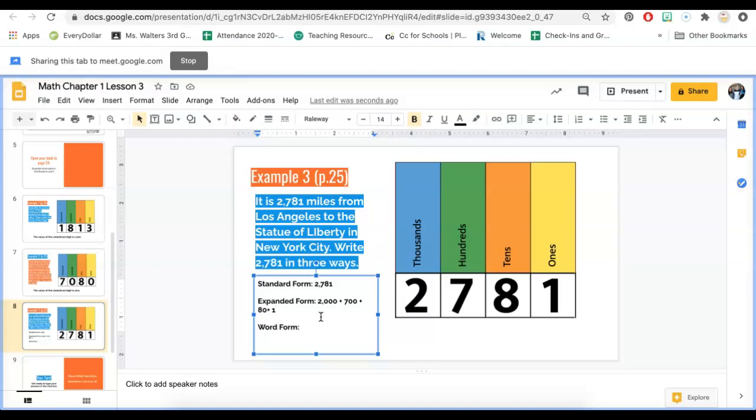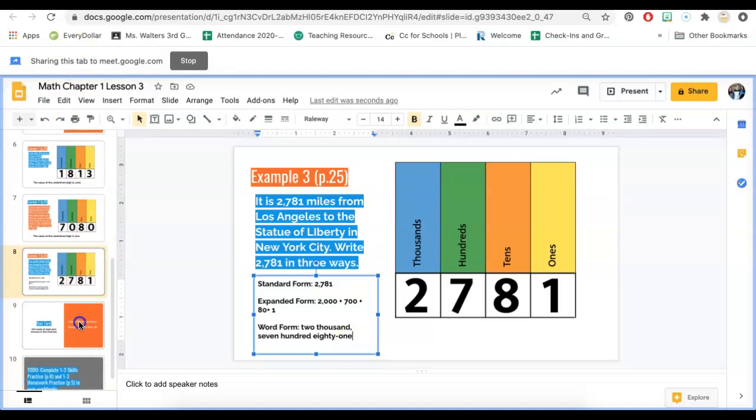Now, if we write it in word form, that would look like 2,000, 781. Now, when you write numbers through thousands in word form, the only place that you write a comma is after the word thousand. So notice in my word form, I wrote it after the word thousand, and then there's no commas after that, okay?